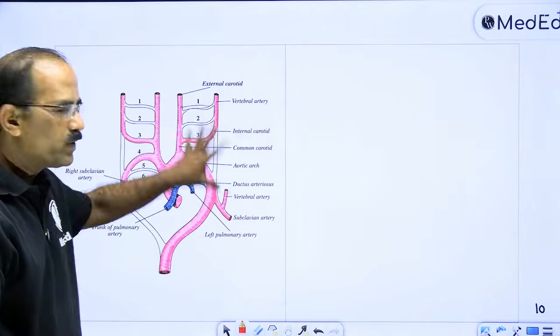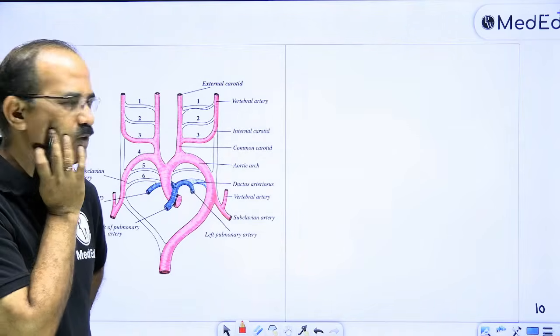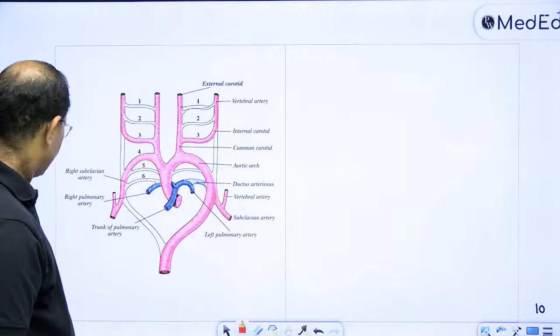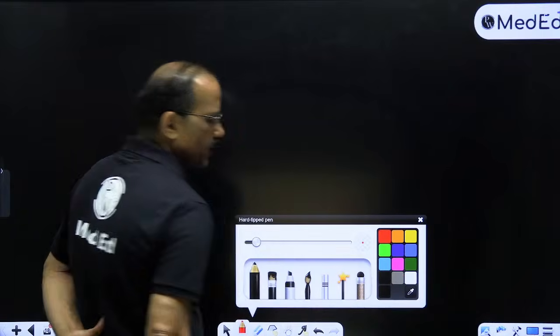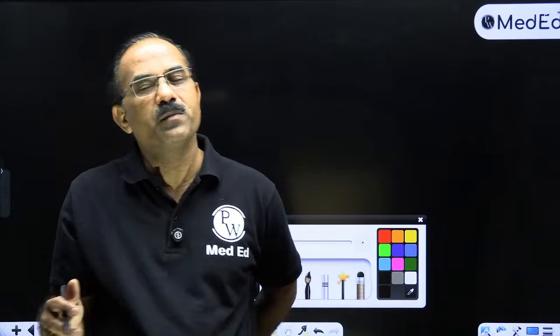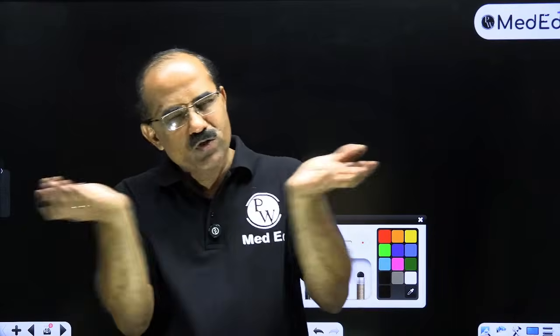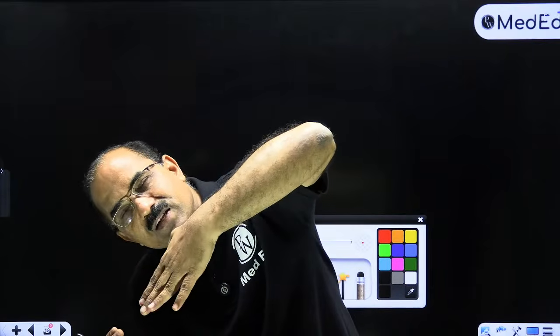These are the aortic arch arteries. हाँ, इसमें कुछ important चीजें देखते हैं अपन. I'll just tell you the important things. It's the most dependent part of the lung. मतलब कैसे है, when we lie supine, सबसे lowest part of the lung क्या होता है? It's the most dependent part of the lung in supine position is apical segment of lower lobe.